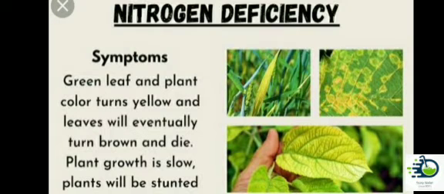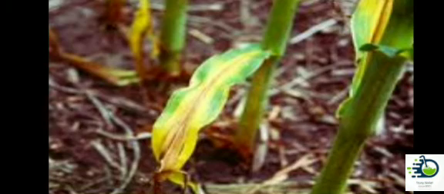Okay. Now nitrogen deficiency. The symptoms are that the green leaf and plant color turns yellow, and the leaves will eventually turn brown. If the leaf turns brown, after yellow too, it will die. The plant growth is slow, and the plant will be stunted. Now here in the diagram we can see clearly that when nitrogen is lacking, or there is nitrogen deficiency in the plant, the plant becomes like this.